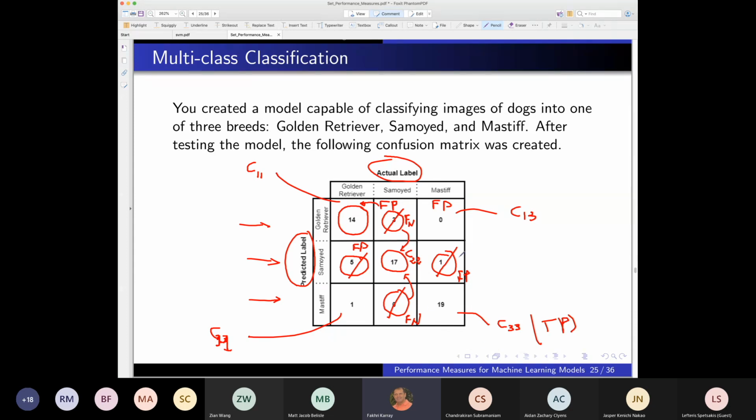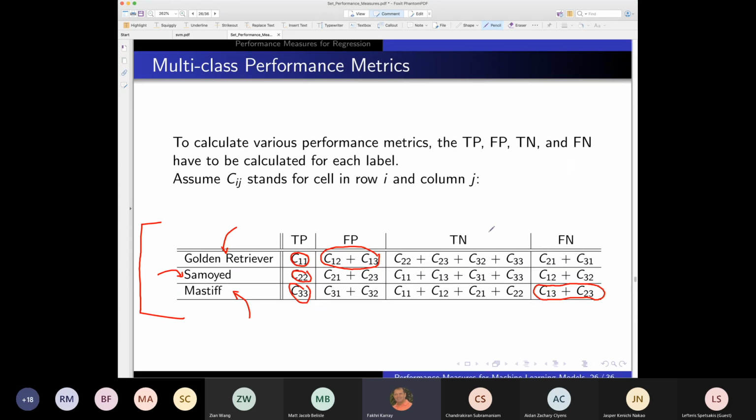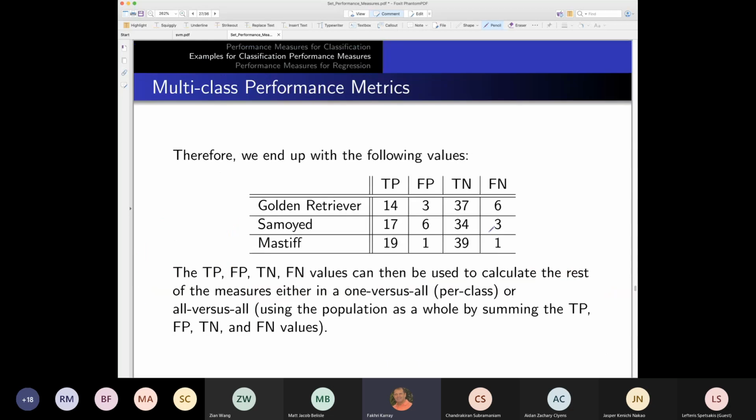So this is false negative with respect to the mastiff. This is false negative with respect to this value. So once we understand this particular representation here, we calculate the various performance metrics for this particular system. So let's look at it in this particular way.